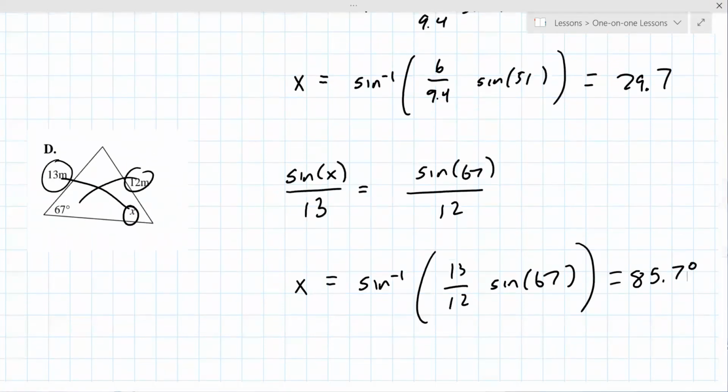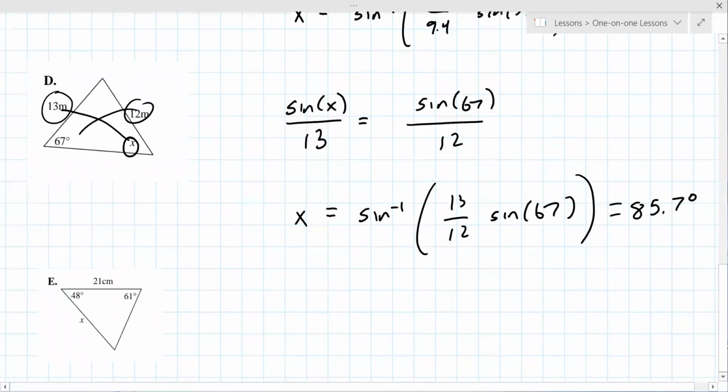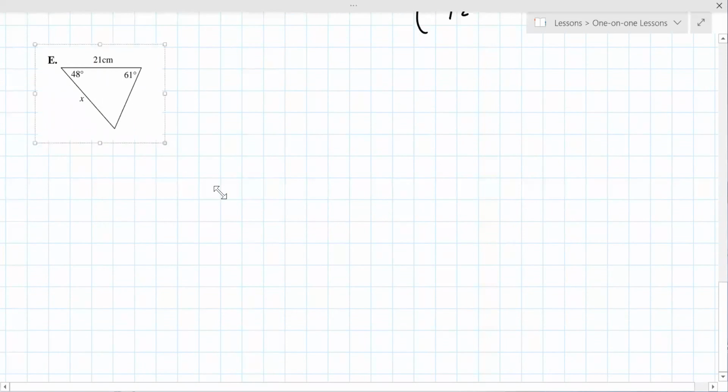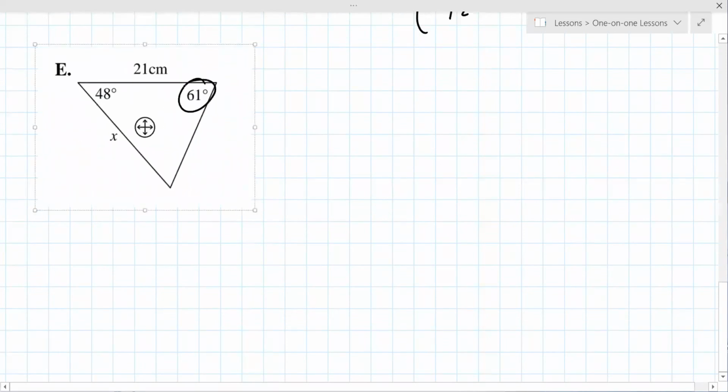So it really isn't that much work, but there's a lot that goes into knowing the work. So let me snip here. I guess every time I snip, my screen goes gray. It's interesting. Okay, we got an angle and the side across from it.